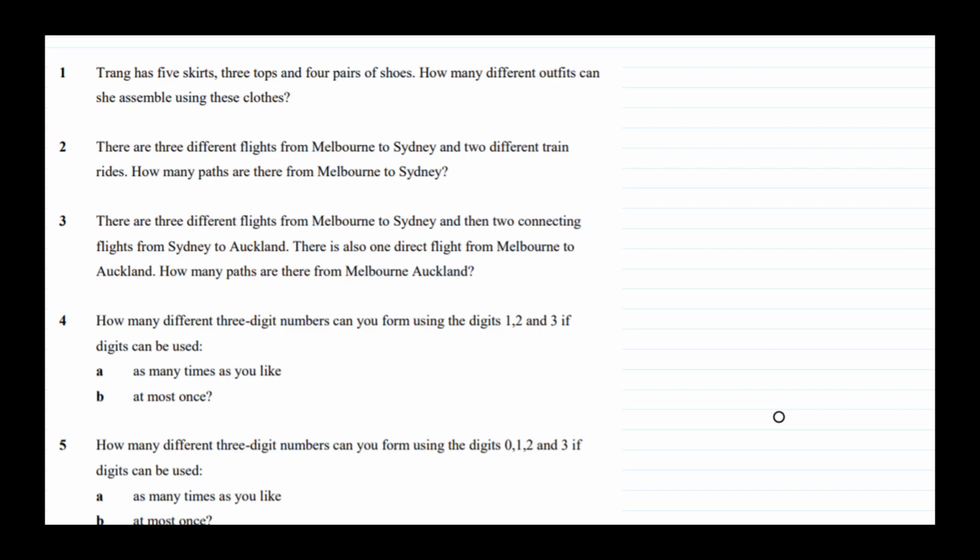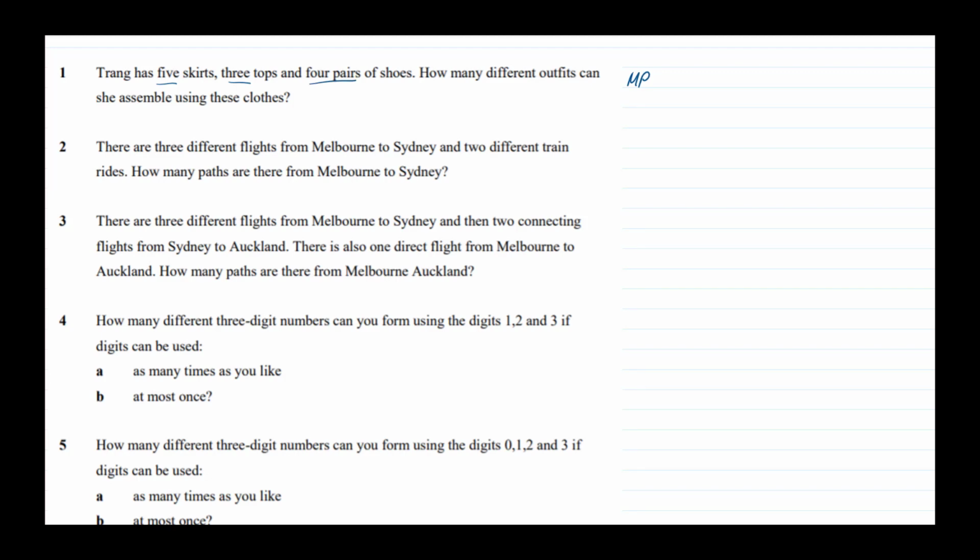Question 1. Trang has 5 skirts, 3 tops, and 4 pairs of shoes. How many different outfits can she assemble using these clothes? So this is the multiplicative principle in action. She will pick a skirt and a top. Now, they're not combined. We would wear one of each. And shoes. We would also wear one of each.